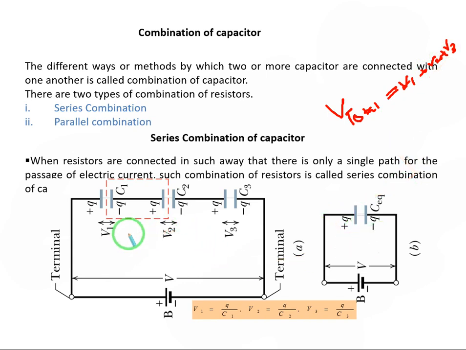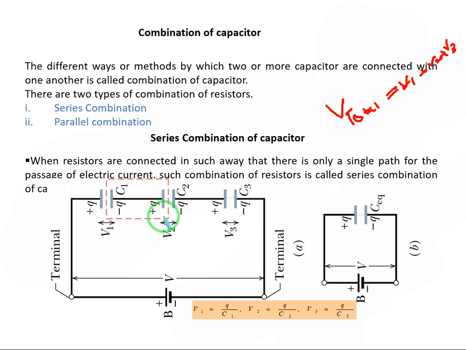Then we make the equivalent of C1, C2, C3, so this kind of circuit becomes a simple circuit, like we have just one capacitor now. How can it be one capacitor? Once we add C1, C2, C3, we get the equivalent value of a capacitor. It can be 5 capacitors, 10, or 100, however many you need. So just add all the capacitors. But how do we add capacitors in a series combination? For that we have a formula.